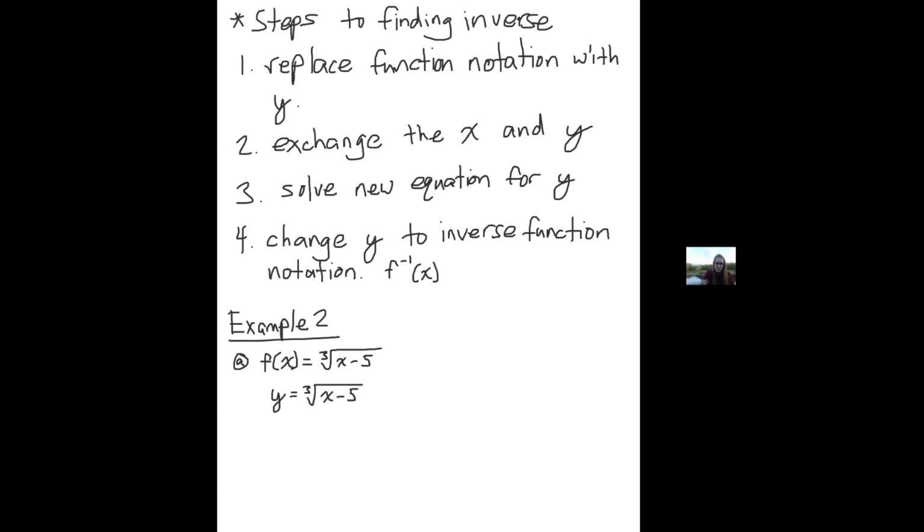Then switch the x and the y. So instead of y here, we're going to write x, and instead of x, we write y. The third step is to solve this equation for y. Since it's the cube root of y minus 5, to get rid of that, we want to cube both sides, or raise both sides to the third power. On the left, that's going to give us x cubed. And on the right, the cube root and the cubed cancel, and we're just left with y minus 5.